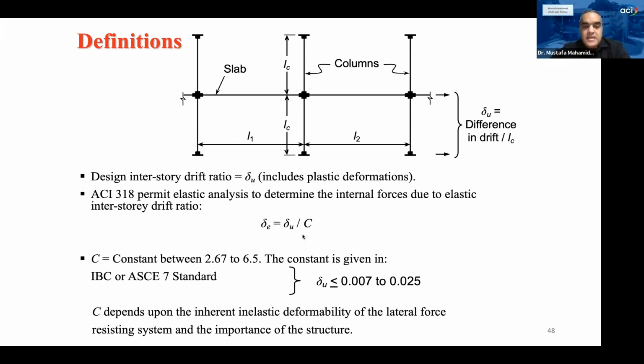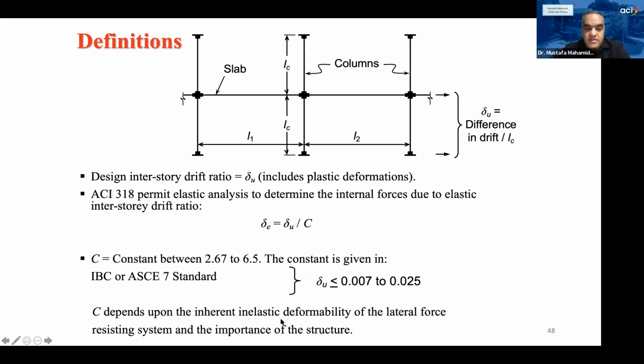So the elastic displacement is equal to the ultimate displacement, which includes the plastic deformation, divided by C. Okay, C is between 2.67 and 6.5. So IBC or ASCE 7 standards. So we have delta sub U is less than or equal to 0.0077 to 0.0025. Okay, that's according to IBC or ASCE 7.